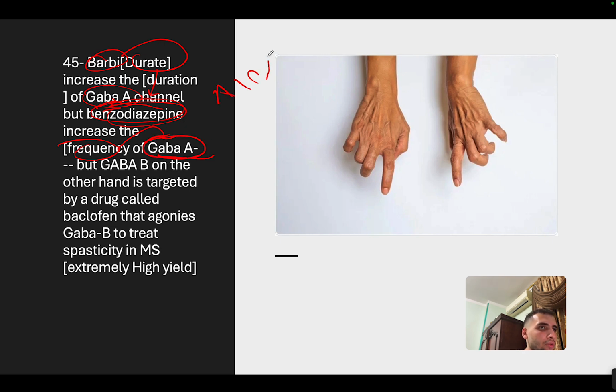Also alcohol, which is also a sedative, works on GABA. Now GABA B on the other hand is targeted by another drug called baclofen, extremely high yield. And this drug, when it agonizes GABA B, will relieve muscle spasticity. We can use it for spasticity and also multiple sclerosis. Okay? And this is it.